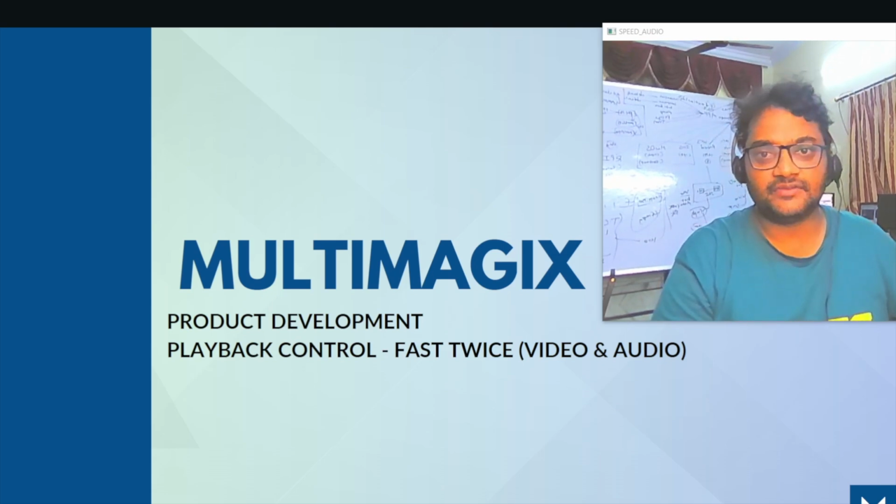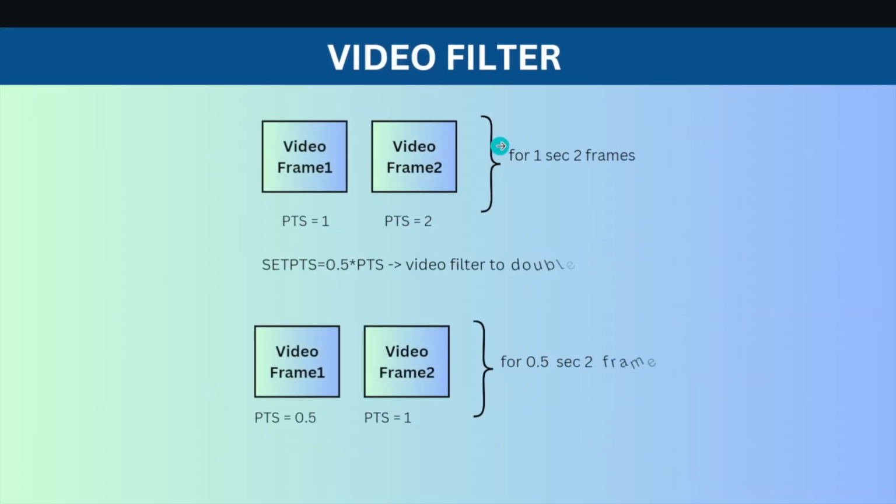So the next thing in the video, let's quickly recap what we did in the earlier video. You have two video frames. For example, the video frame timestamp is 1 and this packet timestamp is 2, which means for 1 second I am playing 2 frames. In general you would play 30 frames for a second, and the timestamps would be accordingly, but for simplicity we are just playing 2 frames for a second.